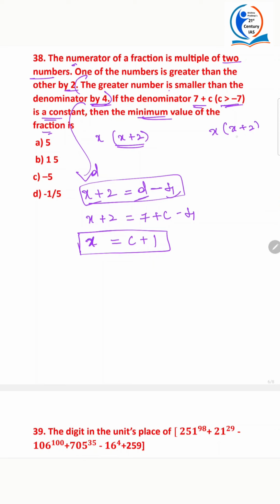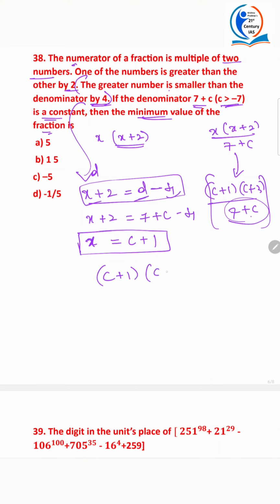x into x plus 2 by 7 plus c would turn into, what is the value of x? C plus 1, and c plus 1 plus 2 is what? C plus 3 by 7 plus c. And they've given that 7 plus c is a constant. Now, what is the minimum value of the fraction? The minimum value of the fraction would be when the numerator will be minimum. Okay, so the minimum value of c plus 1 into c plus 3 would be when c lies in the range of minus 3 and minus 1, which means c is minus 2. C can be minus 2.